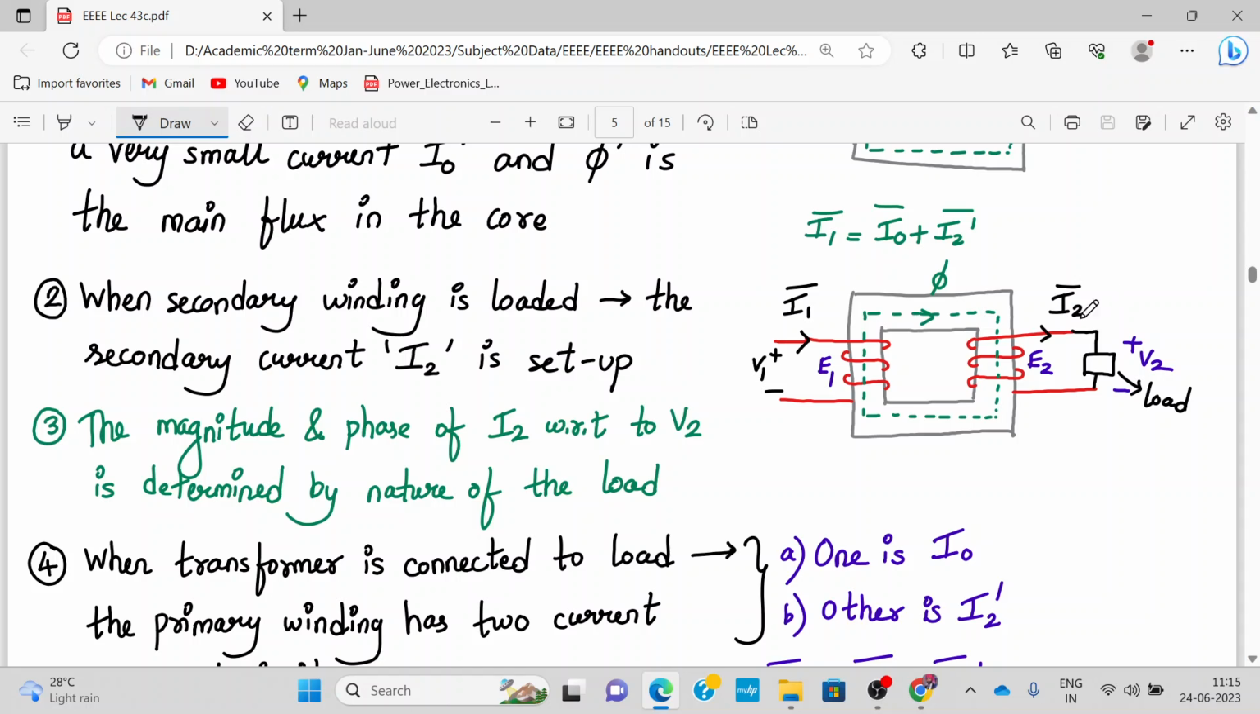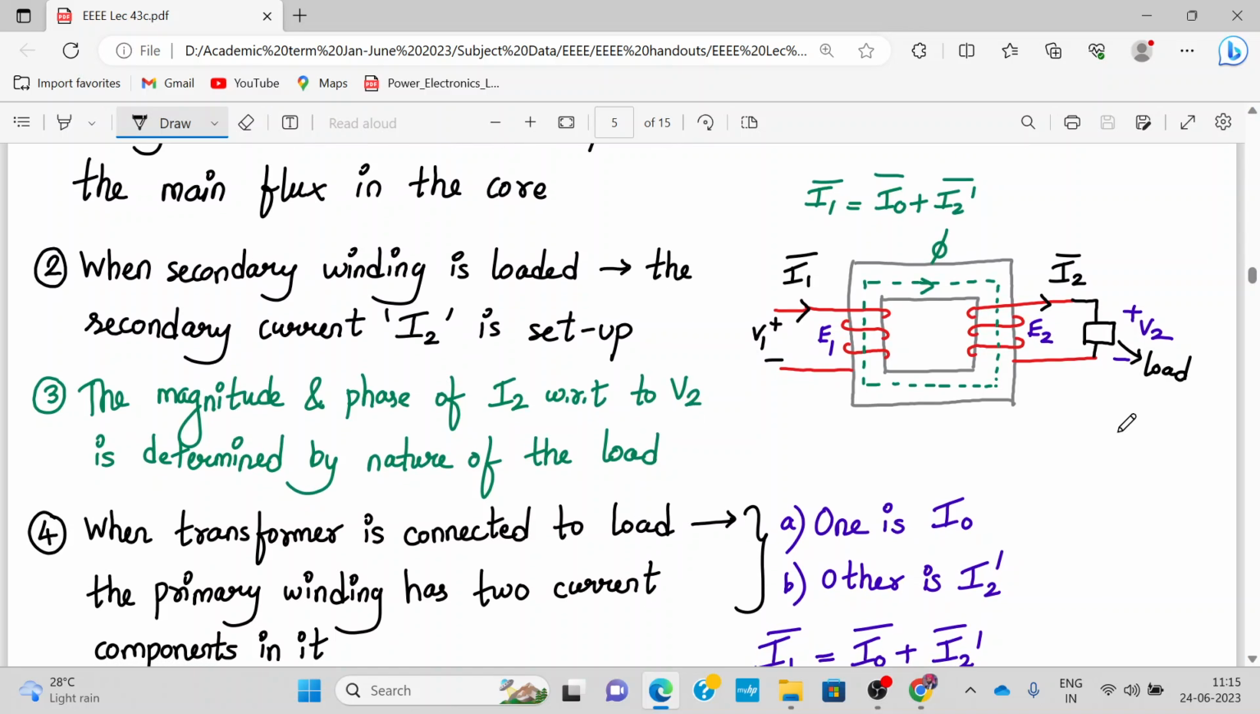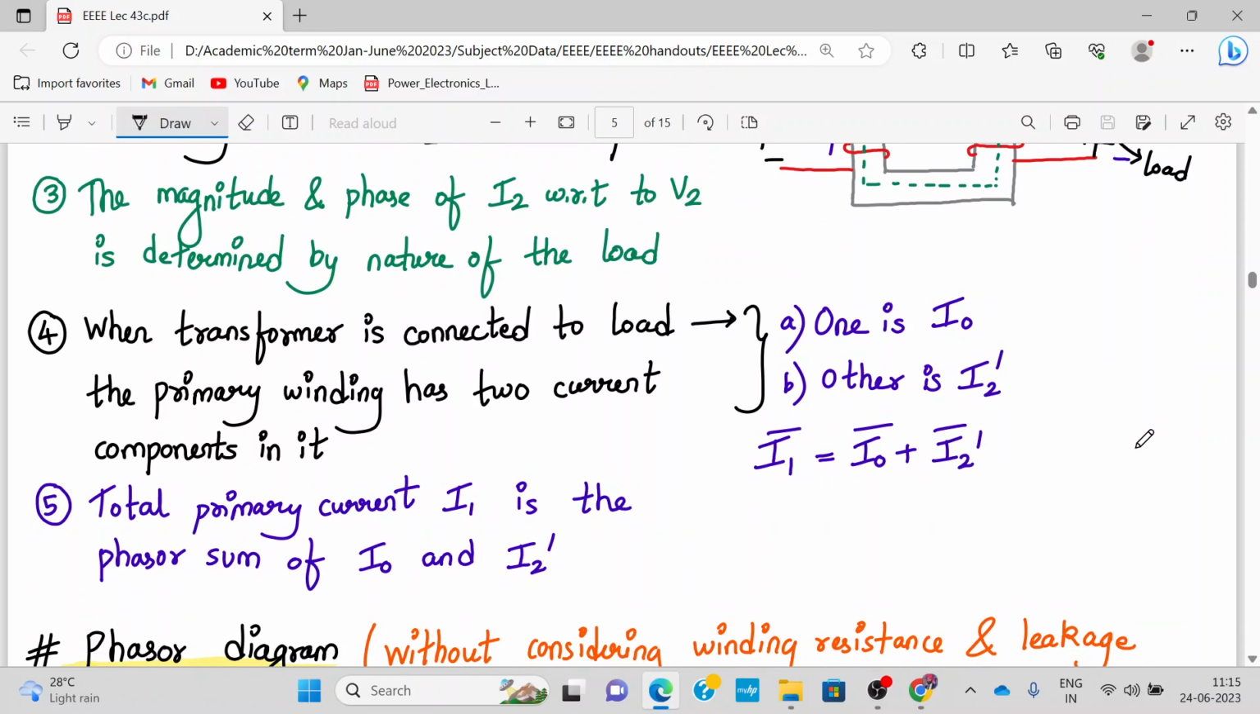The secondary current I2 in the secondary winding of the transformer is set up. The magnitude and the phase of I2 with respect to V2 depend upon the nature of the load, whether it's inductive, resistive, or capacitive. So when the transformer is connected to the load, the primary winding has two current components in it.